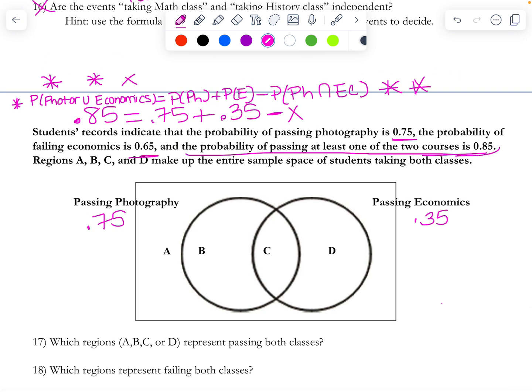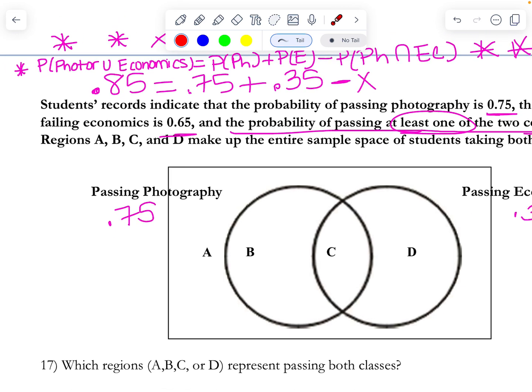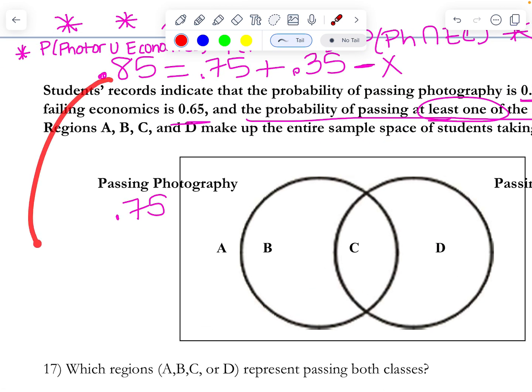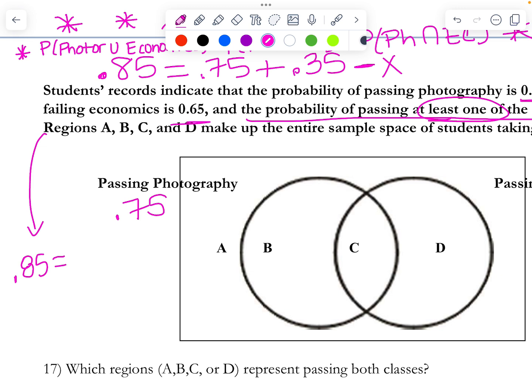What's super important is that this is "at least," and that's what we're going to put right here. So now when you solve for this equation, you're going to have 0.85 equals 0.75 plus 0.35, which is going to be 1.1, minus x. We bring that over to the other side, so 0.75 minus 1.1.